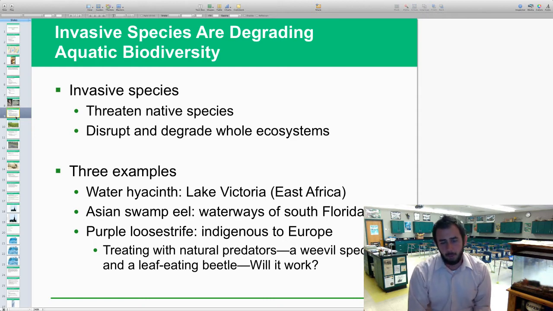So one of the ideas they had was treating it with a natural predator, a weevil species and a leaf-eating beetle. Will it work? They don't quite know yet, but there are some tests going on with that. Purple loosestrife, I don't have any pictures of it in my PowerPoint, but very, very pretty. Take a look at it.